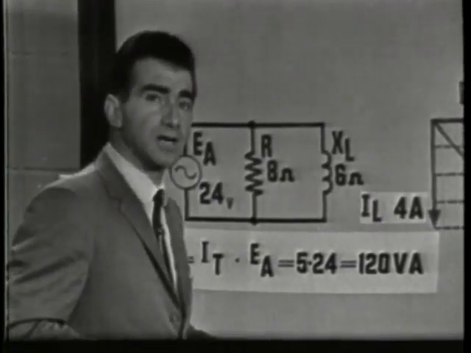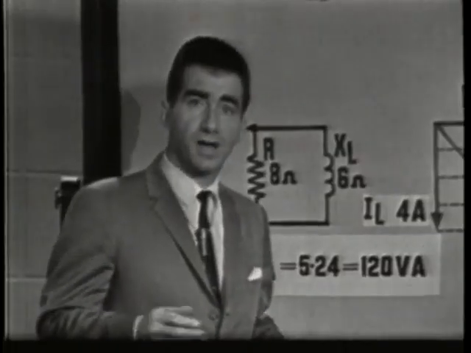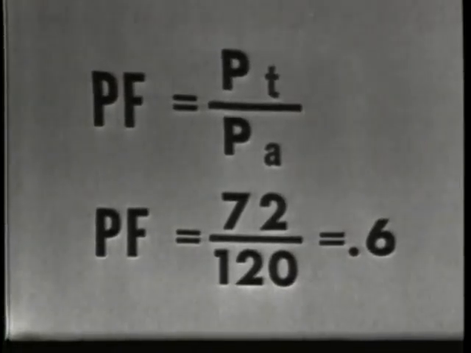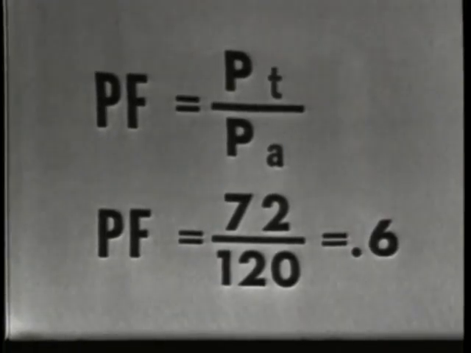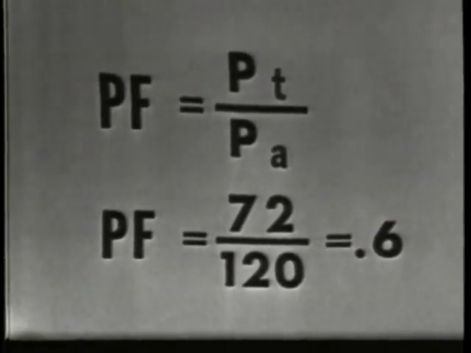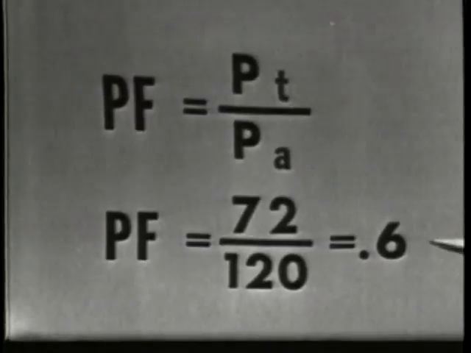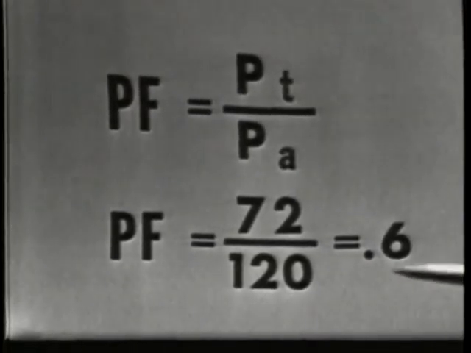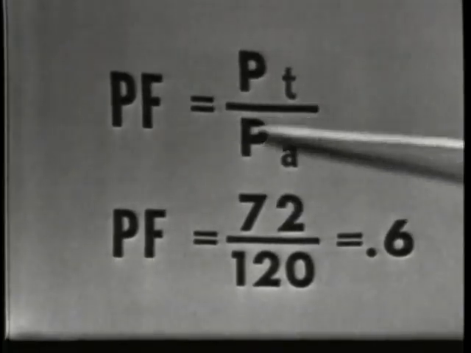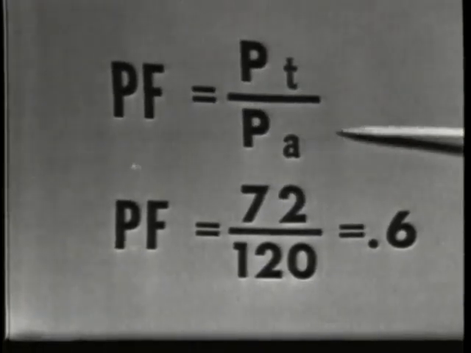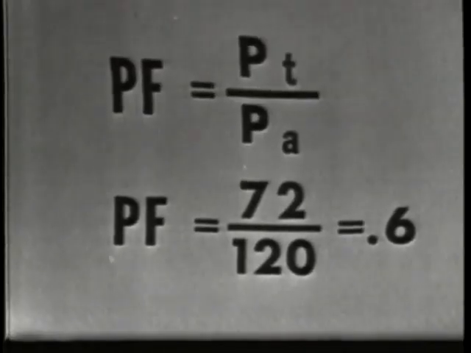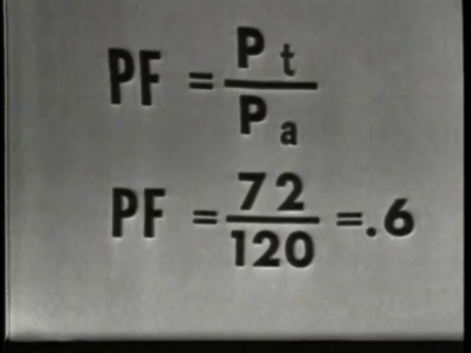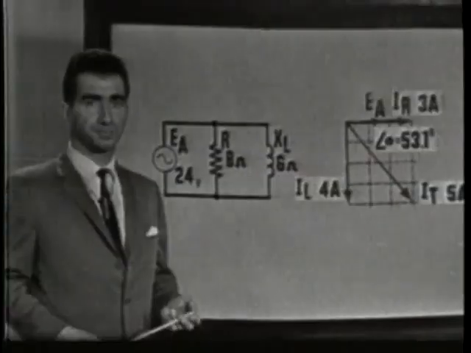Well, now we can calculate the power factor by applying the formula. Power factor is equal to true power over apparent power, or 72 over 120. Or the power factor in our circuit is equal to 0.6, the cosine of angle theta. And you should notice that by simply transposing this formula, it would be a simple matter to find either the power factor, the true power, or the apparent power if any two of the three values were known.